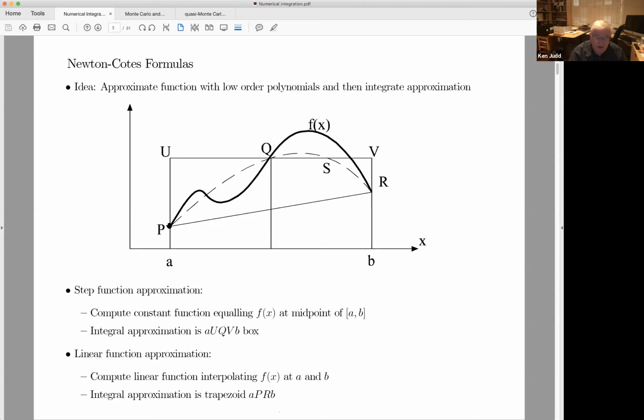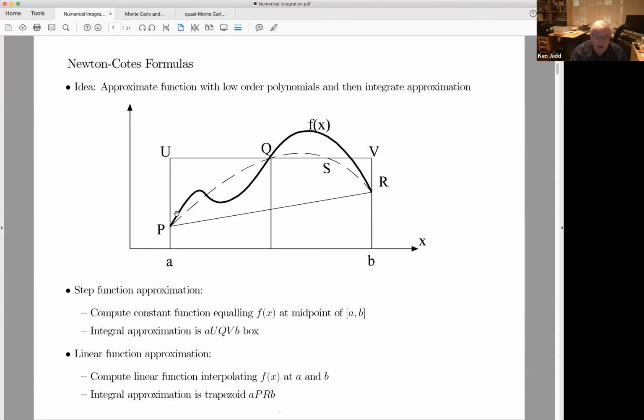Now, one approximation is just to take the point P and the point R, basically the endpoints, and draw a straight line. Now, by the way, that's not a terribly good approximation of the function f of x. However, it's something. And then your approximation of the integral of f of x is equal to the integral under this straight line PR. Now, that integral can be done analytically. So that's one kind of integral. It's not a particularly good one.